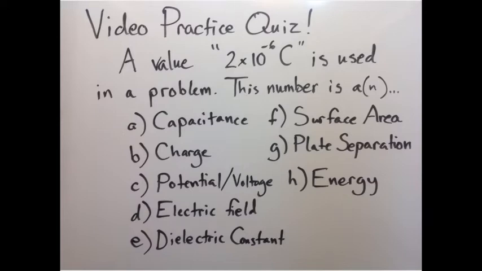Okay, 2 times 10 to the negative 6 C. C is for coulombs. And that would be a charge. All right, on to the next question. Remember to pause me.